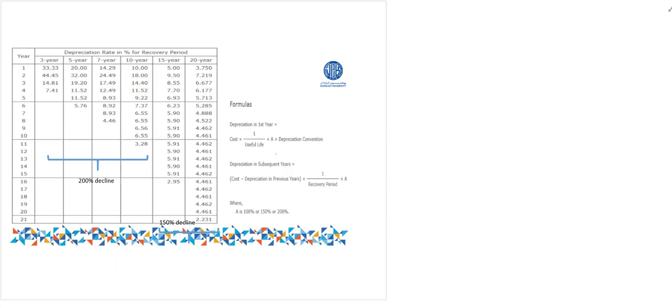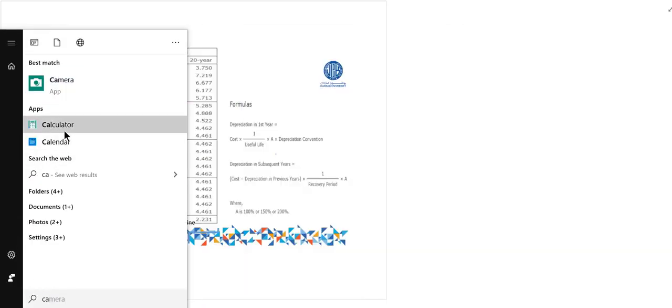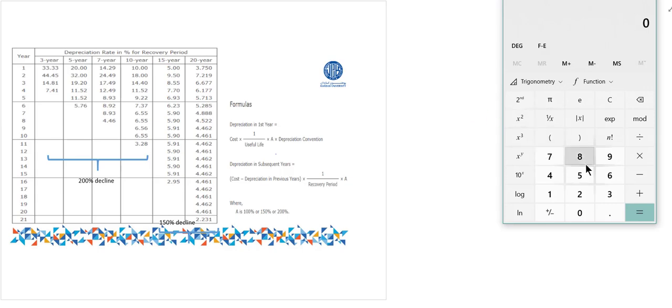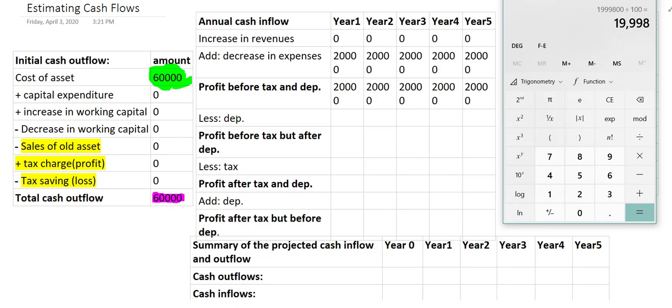Let me bring my calculator to calculate this one. Okay, fine. Now let us calculate. How much was the cost? Cost was 60,000. 60,000 multiplied by 33.33, and of course divided by 100. Why? Because it is a percentage, right? So that is why we have to take it in this format. So now mention the amount of depreciation.